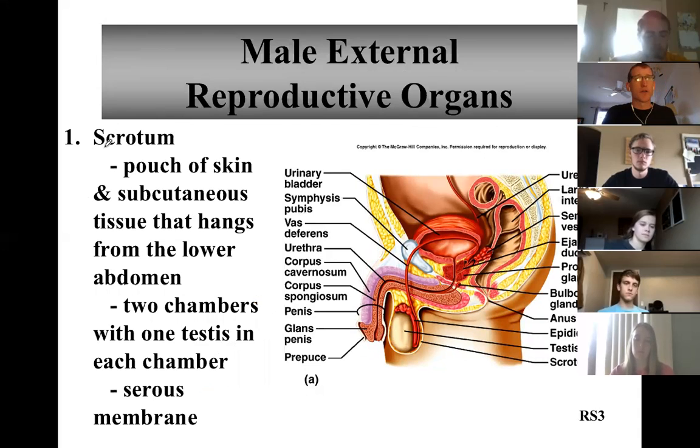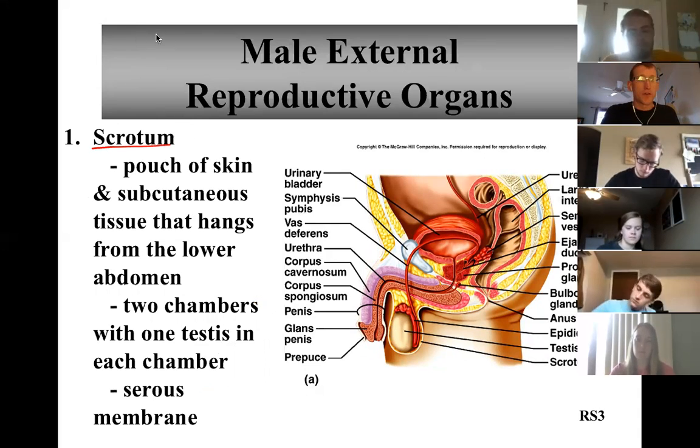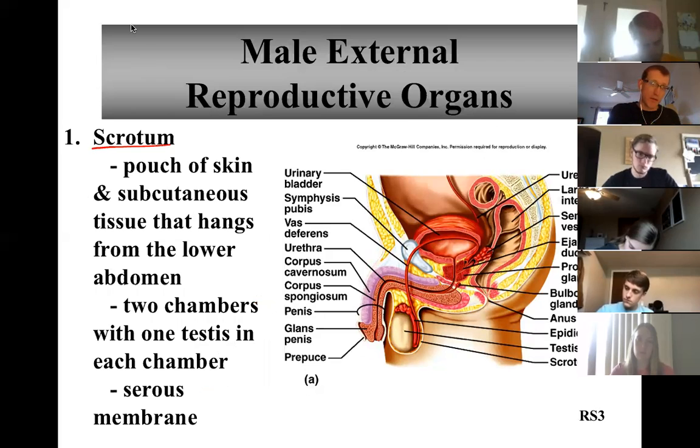All right, scrotum. If you haven't heard the word scrotum, that is a pouch of skin. It hangs out of the lower abdomen where the testes are housed. Both males and females have gonads. The difference is that female gonads are called ovaries, and they are inside the pelvic cavity.